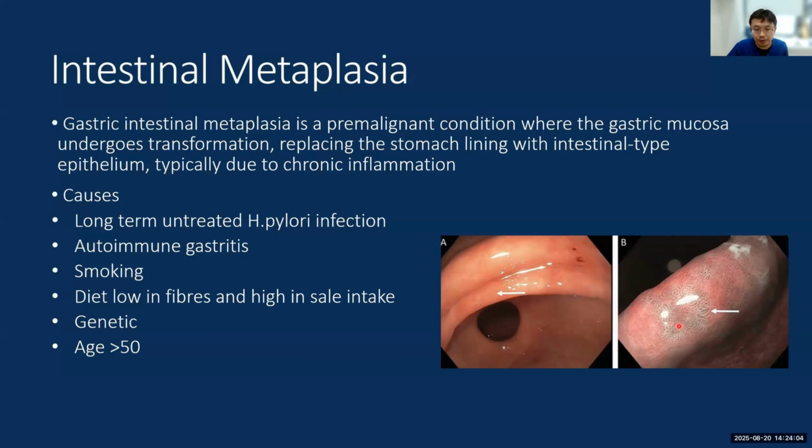So this is a picture of intestinal metaplasia. When you do a gastroscopy and you change the filter to a blue light, you can see this and you can tell immediately this is an intestinal metaplasia.